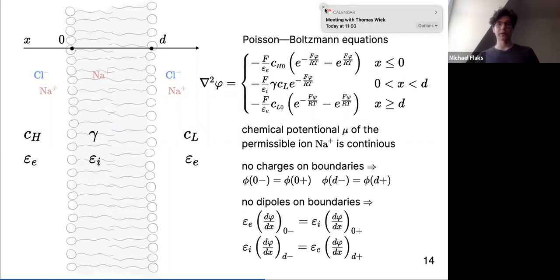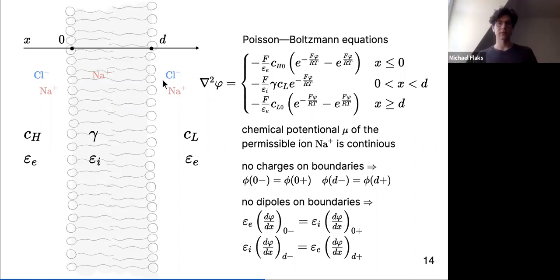To find the distribution, the idea is to find the electric potential, and from the electric potential to find the distribution of the charges that are somehow positioned in the system due to the presence of these electromotive forces in the membrane. To do so, we consider the Poisson-Boltzmann equation, which has the form of the Poisson equation, giving the connection between the Laplacian of the potential and the charge density. In this case, the charge density follows the Boltzmann distribution, and that's why the equations are called Poisson-Boltzmann.